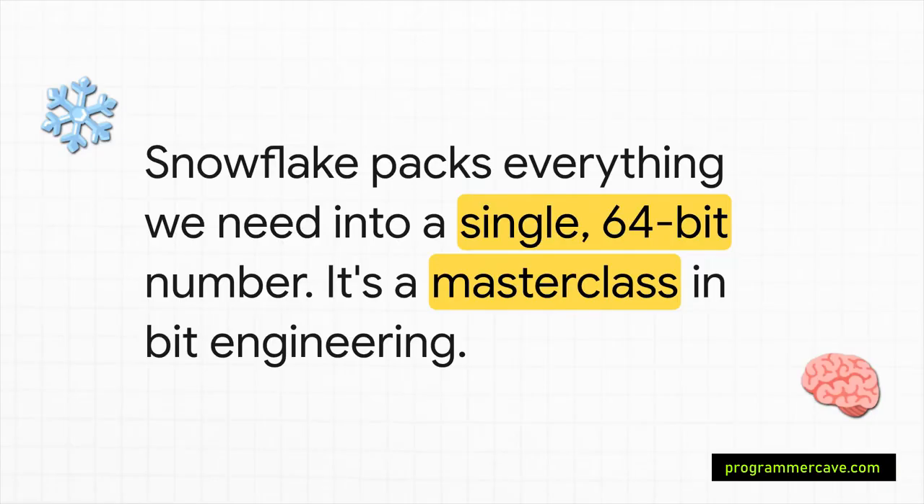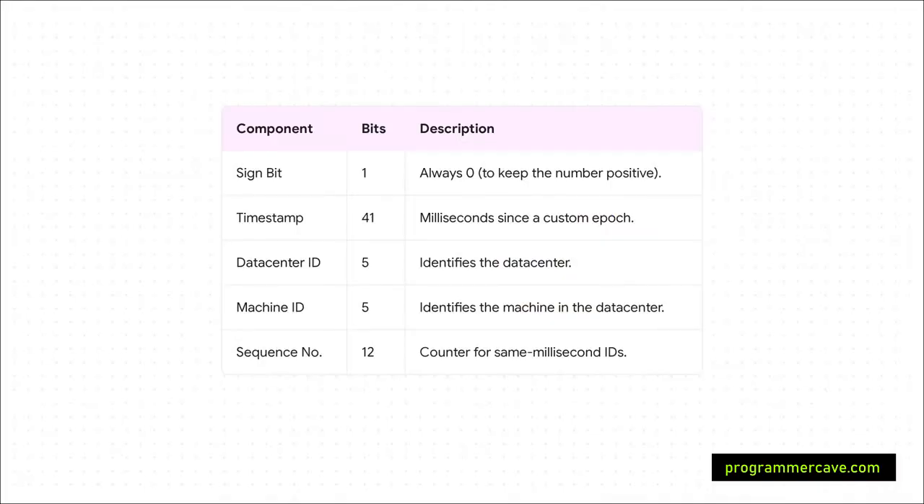You're basically treating that 64-bit number not as a single value, but as a collection of smaller numbers all packed together right there on the server that's generating the ID. Let's pop the hood and see how this thing is actually built. This is where the magic happens. That 64-bit number is really made of 5 different pieces.